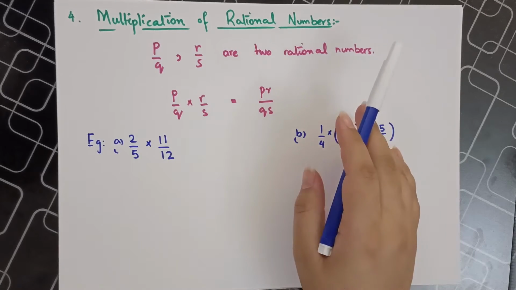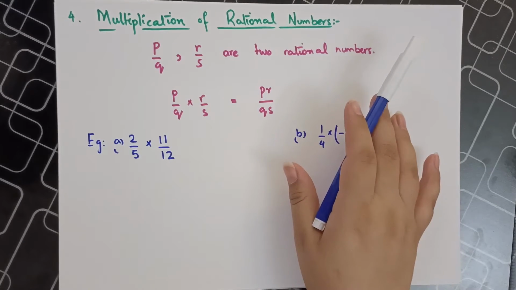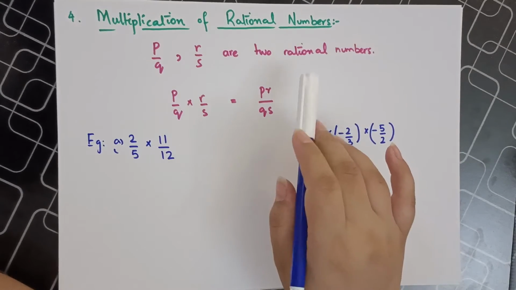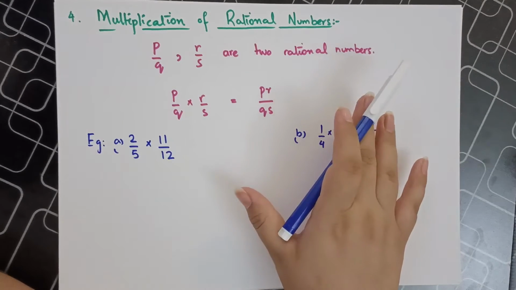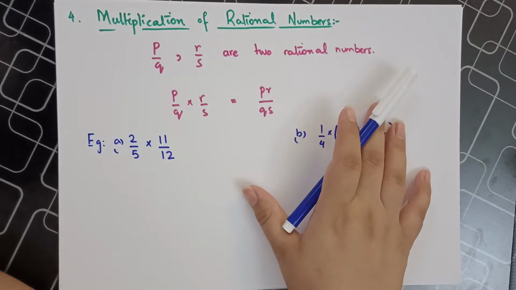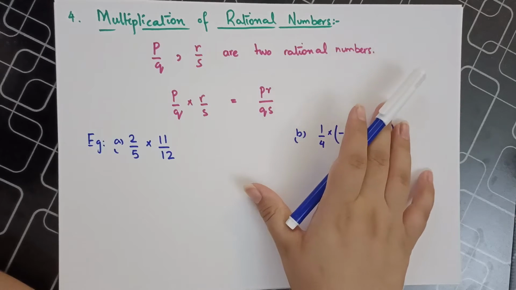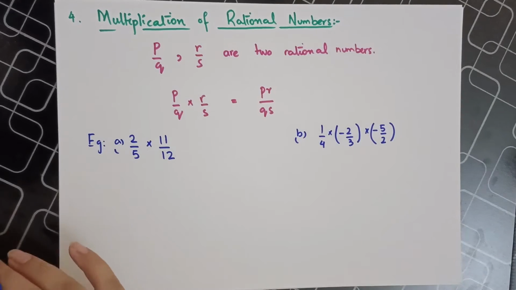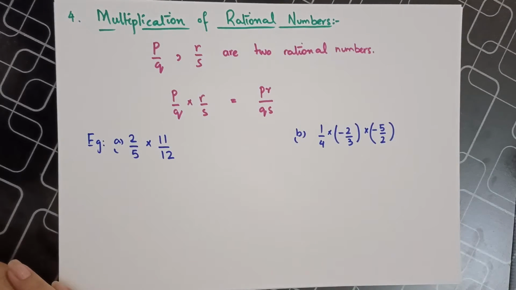This is part 5 for the chapter rational numbers. Part 1 is the introduction to rational numbers. Part 2 was about the addition of rational numbers. Part 3 was about the subtraction of rational numbers. Part 4 was about the additive inverse of rational numbers. Now coming towards part 5, this is the multiplication of rational numbers.